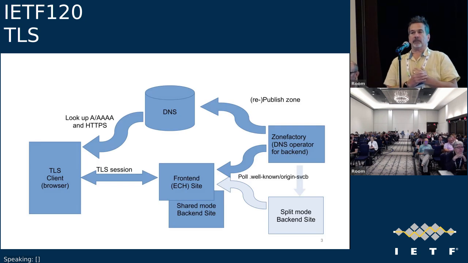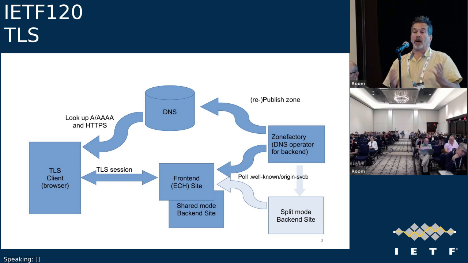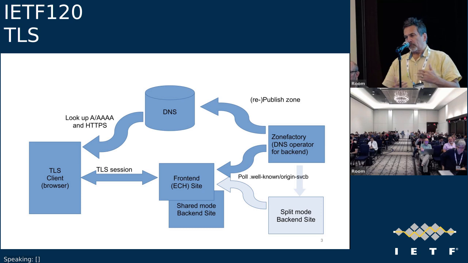Basically, here it is in a picture worth 1,000 words. The client looks up AAAA, SVCB records, DNS service binding records, and so on. Uses it to speak to the front end site. The model is there might be a front end that's doing the Encrypted Client Hello, say for example, a CDN, or it might be the actual origin, and so on. They might be one process, they might be separate processes where they reconnect with TLS to the backend and so on.